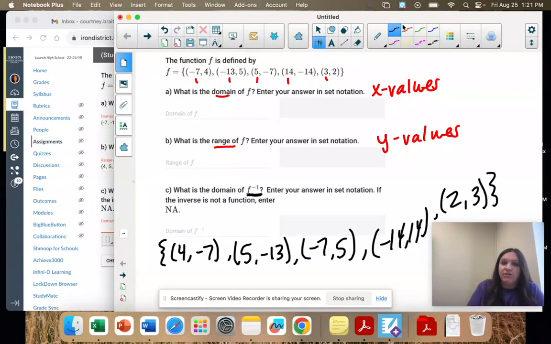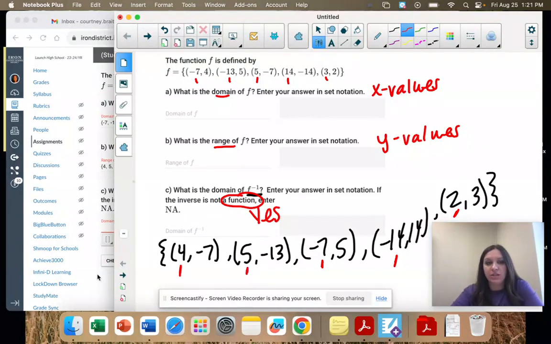So remember, if something's not a function, it fails the vertical line test and it has duplicate x values. So look at your x's. Are any of those the same? So it is a function, yes, and it wants the domain.